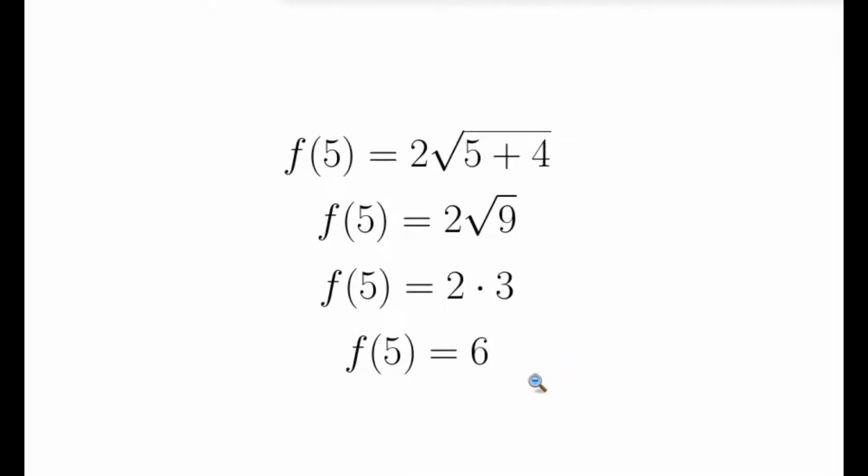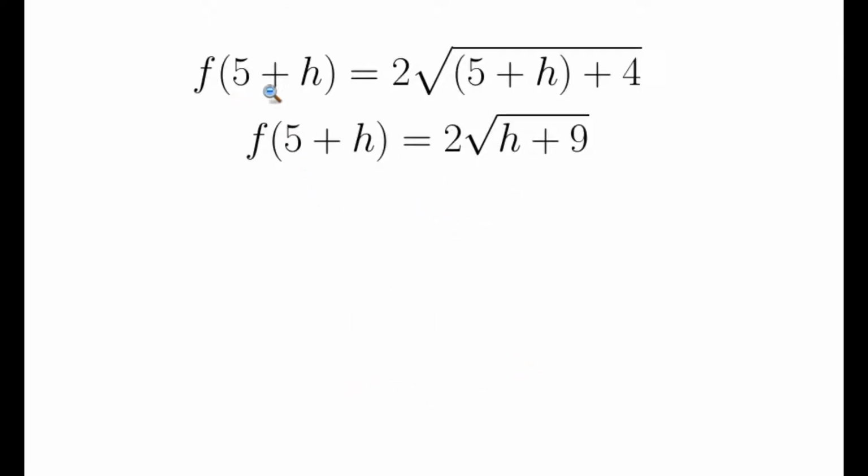The first thing that we're going to substitute in is the x value of 5. So I plug in 5 right where my other x was. 5 plus 4 is 9. Again, I chose this because the numbers are going to be easier. Square root of 9 is 3. 2 times 3 is 6. So our y value at the x value of 5 is 6.